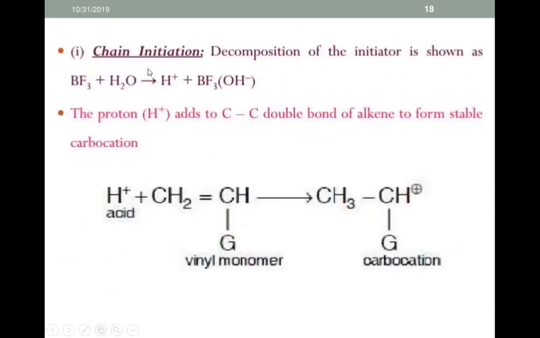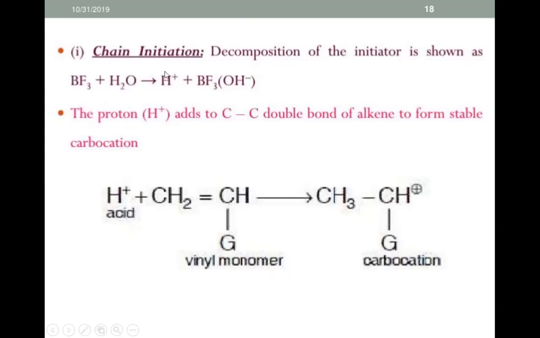Coming to the first step, that is the chain initiation step, the decomposition of the initiator is shown here. First the initiator should be decomposed. If we take BF3 plus water as an initiator, it will dissociate like this, H plus and BF3OH minus, because H2O will be dissociated as H plus and OH minus ions. This H plus ion comes out like this, and the OH minus ion combines with the BF3 as BF3OH minus.